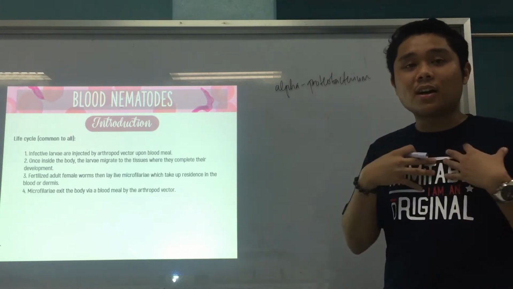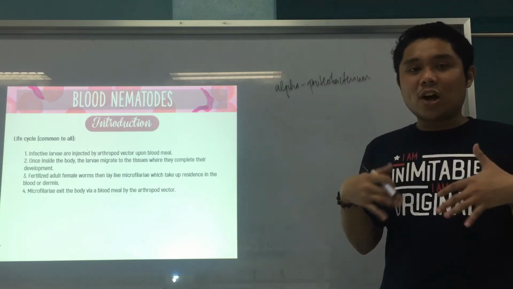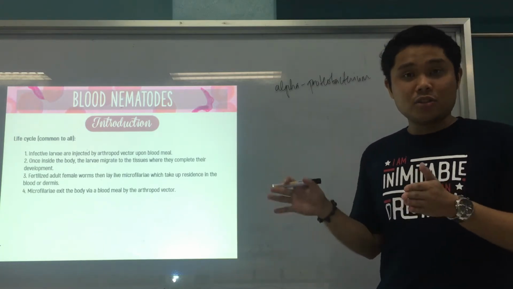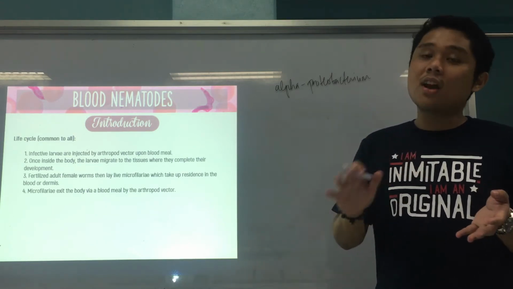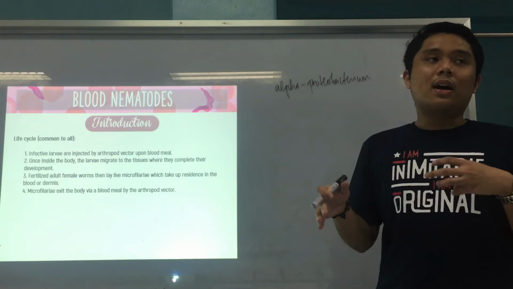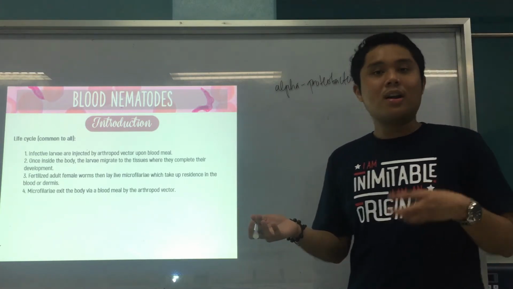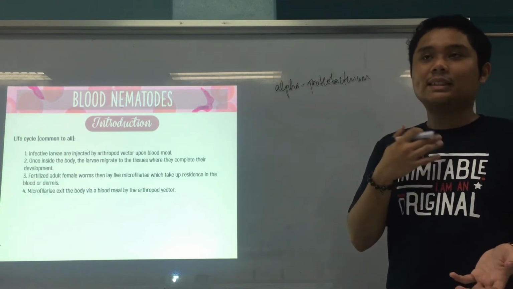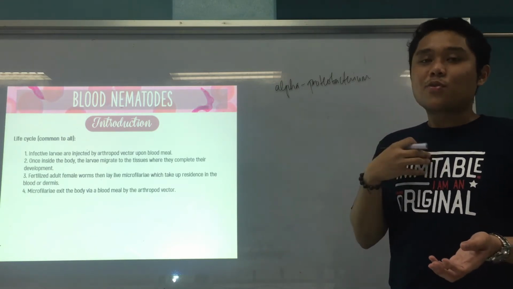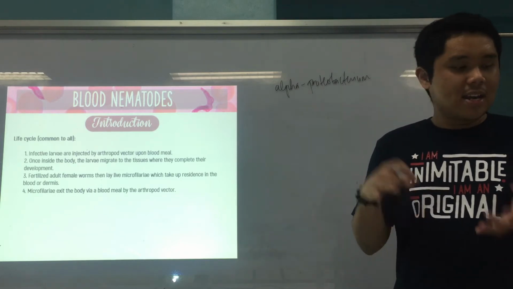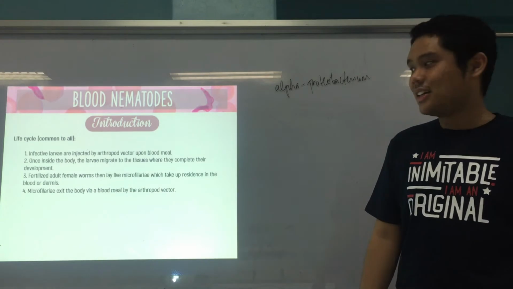So the infective larva, the L3 larva, is what enters us. These larvae will develop into adults. The adults will mate and produce Microfilariae, and the Microfilariae will now spread in the blood, in the system of the patient. So once another arthropod vector bites the patient, they will get the Microfilariae, and then the cycle goes on. So that's the cycle.